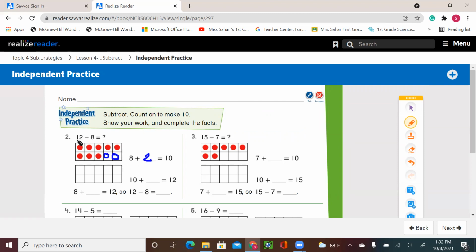All right. My total number was 12. I already made 10. I need to add 2 more to make 12 because I know 10 plus 2 equals 12. Let's write down 2. These 2, I just added them. So 10 plus 2 equals 12. That means my 8 counters plus how many did I add? 1, 2, 3, 4. 8 plus 4 equals, awesome, 12. So 12 take away 8 equals 4.